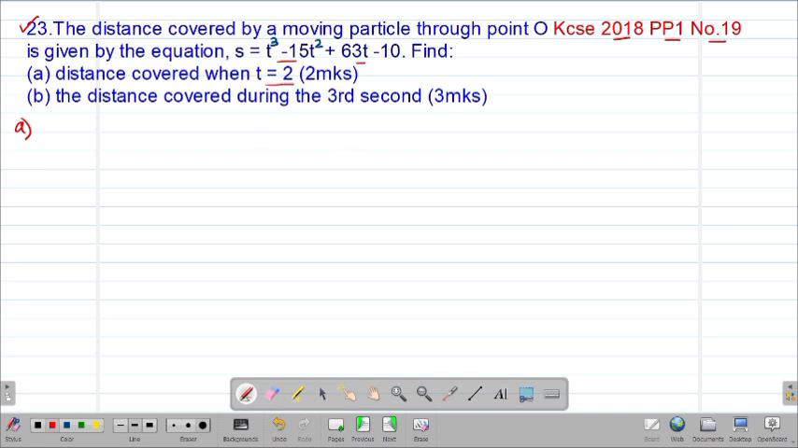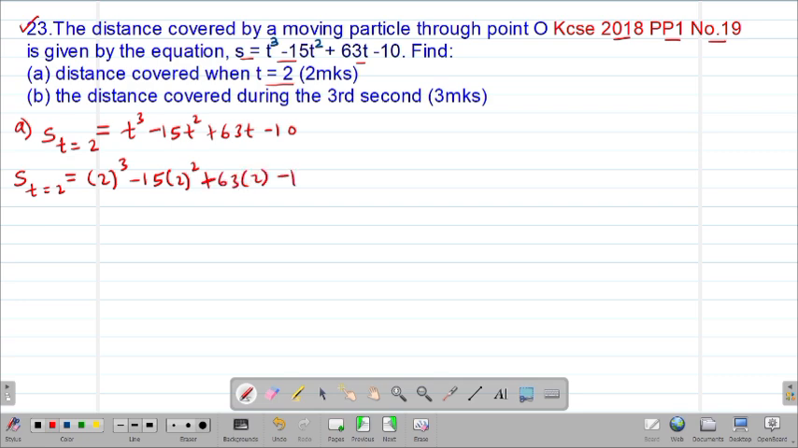Now remember, we are already given the equation for the displacement s, which is simply the distance. So they want us to find the value of s when t is equal to 2 seconds. So of course we are simply going to substitute in the equation for s, which is equal to t cubed, then of course minus 15t squared, then plus 63t, then minus 10. So we simply substitute when t is equal to 2. So s when t is equal to 2 will be equal to 2 cubed, then of course minus 15 into 2 squared, then plus 63 into 2, then of course minus 10.